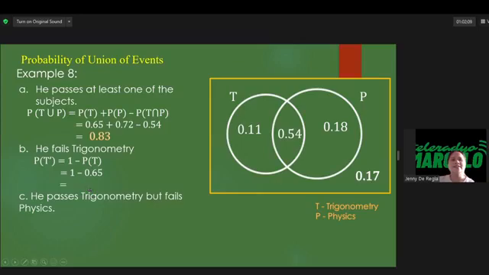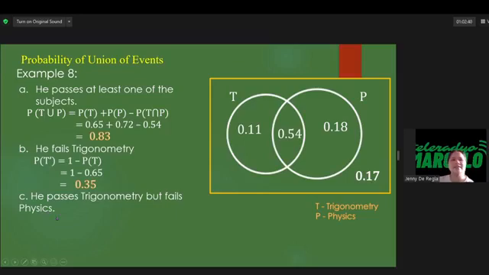So the answer is 35% or 0.35. So the probability of failing the subject trigonometry is equal to 0.35. So again, we need to use the complement of an event since failing the subject is not in the event in the given Venn diagram.